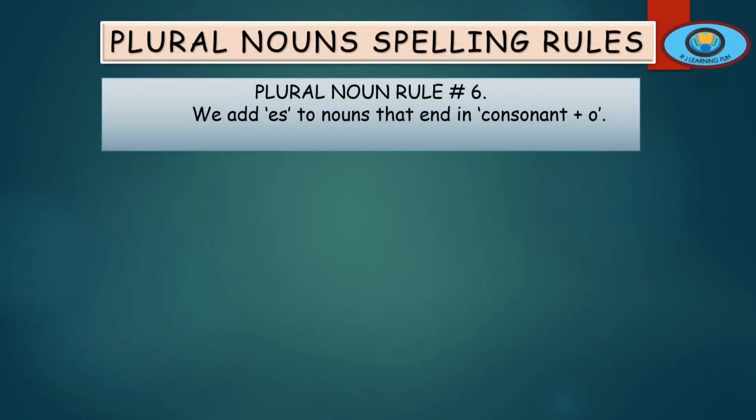Plural noun rule number 6. We add ES to nouns that end in consonant plus O. So once again, previously we have added ES to the nouns that ended in CH, SH, S, X, and Z. Now we will also add ES to nouns that end in consonant plus O.